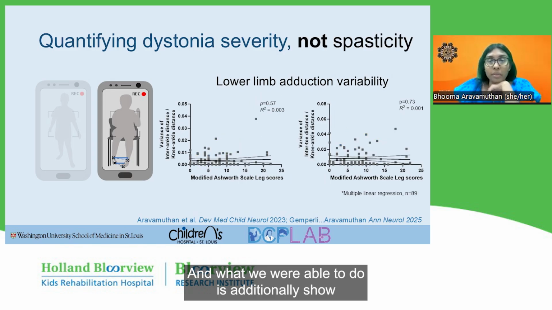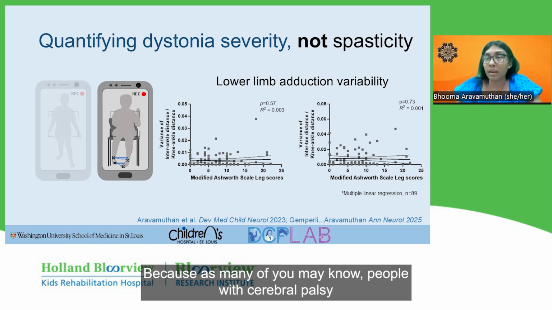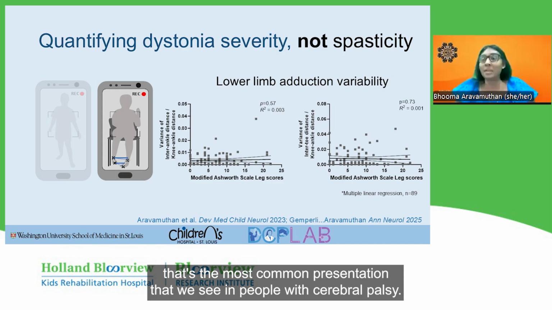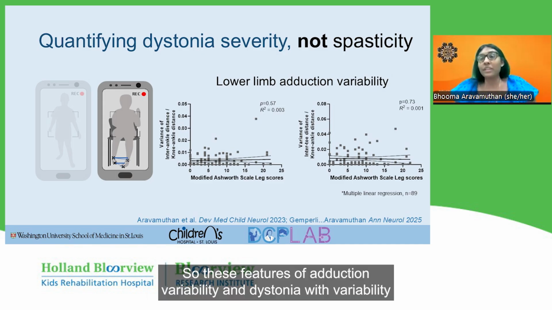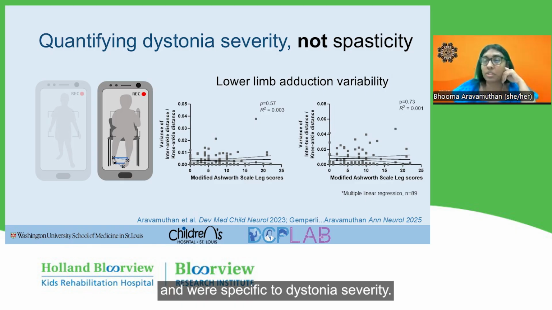And what we were able to do is additionally show that this adduction variability and amplitude were specific to dystonia because, as many of you may know, people with cerebral palsy commonly have both dystonia and spasticity. In fact, that's the most common presentation that we see in people with cerebral palsy. So these features of adduction variability, with variability shown here, were not associated with spasticity severity and were specific to dystonia severity.